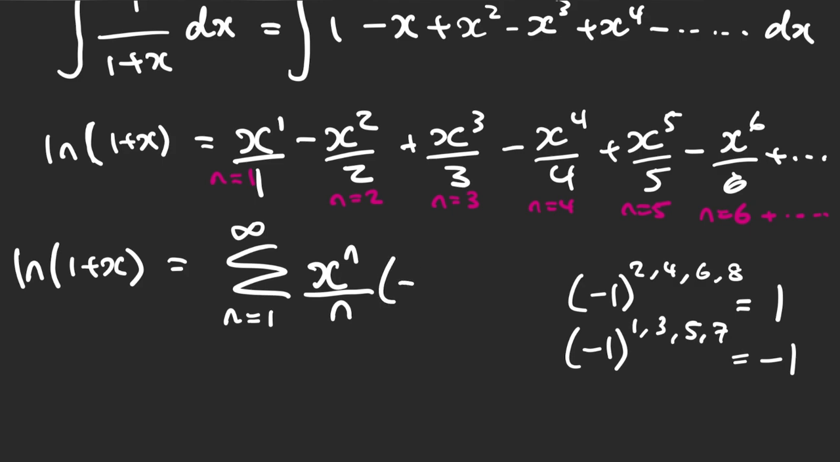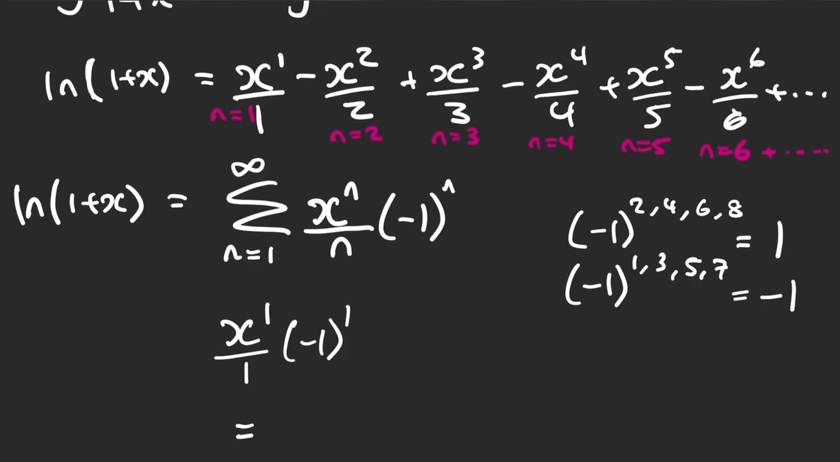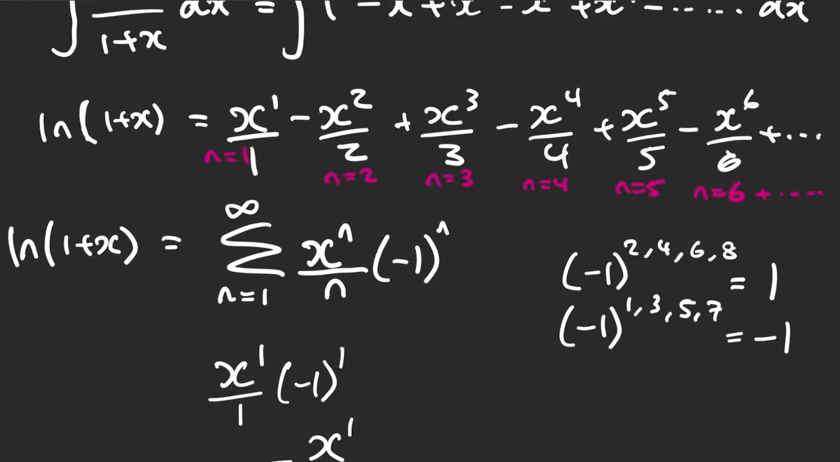So if we were to just times by negative 1 here, and let's say we did it to the power of n, this wouldn't be good, because for our first term, when n is equal to 1, we would have x to the power of 1 over 1 times negative 1 to the power of 1, which would give us negative x over 1, which isn't what we have. We've got positive. So we can't raise this negative 1 to the power of just n. However, we can raise it to the power of n minus 1. Let's just go ahead and do it.